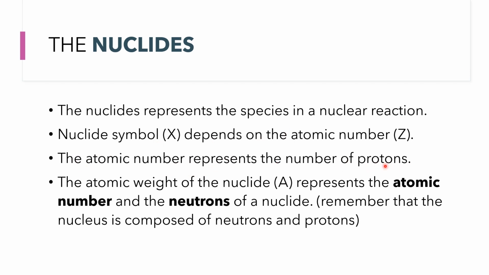So kung ilan yung proton doon sa ating nuclides, yun din yung ating atomic number. So ibig sabihin, the proton is equal to the atomic number, right? The atomic weight of the nuclide, which is the A, represents the atomic number and the neutrons, meaning the A, which symbolizes the atomic weight, is actually the proton plus neutron. Tandaan, this A represents the proton plus neutron. So they are the sum of proton and neutron.